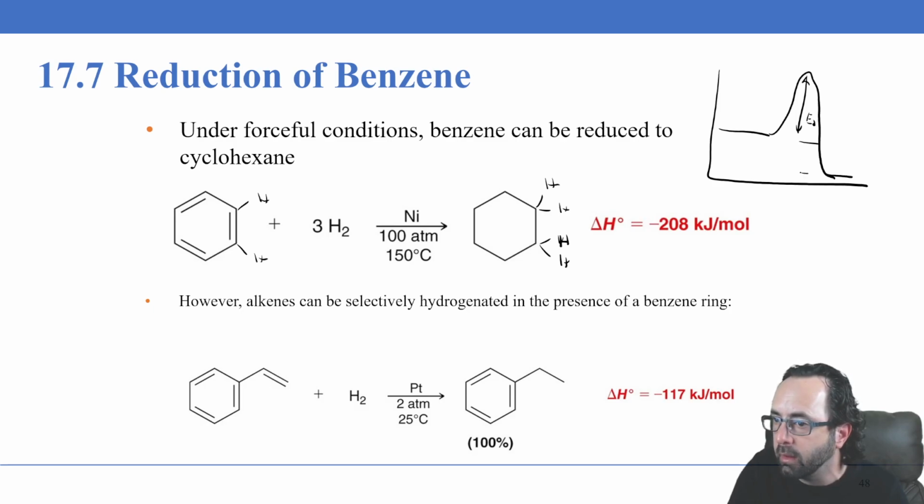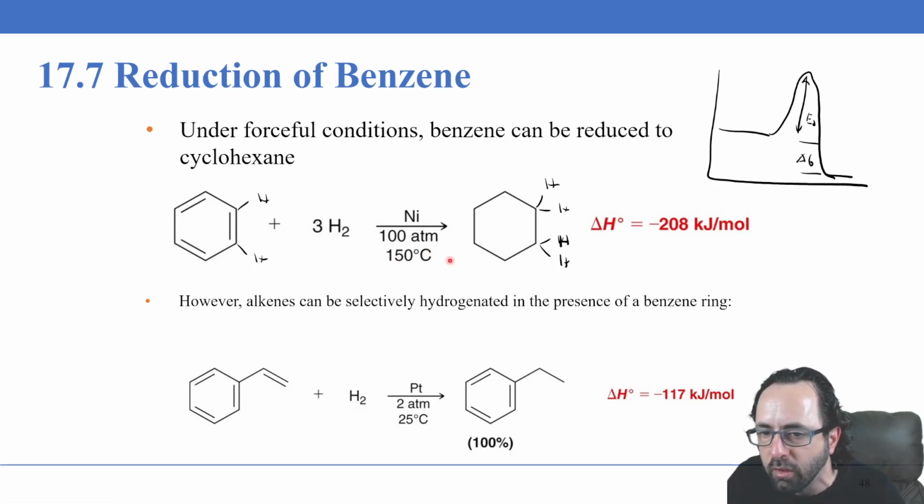And this delta G is going to be super high. So that's why we use such forceful conditions, high temperatures, high pressures, to really force this from the reactants to the products. Now, when it comes to hydrogenating at the benzyl position, this is super easy.